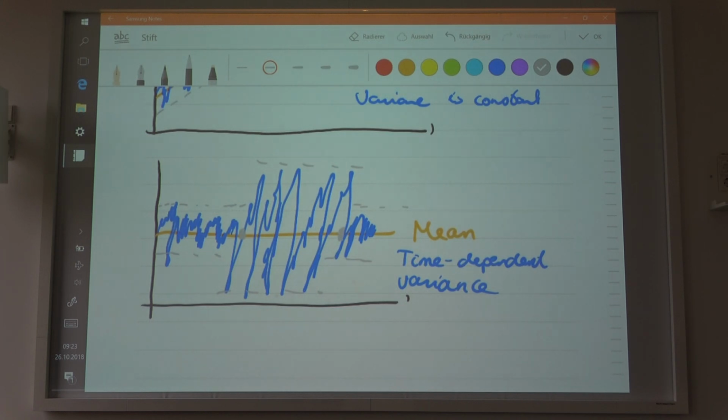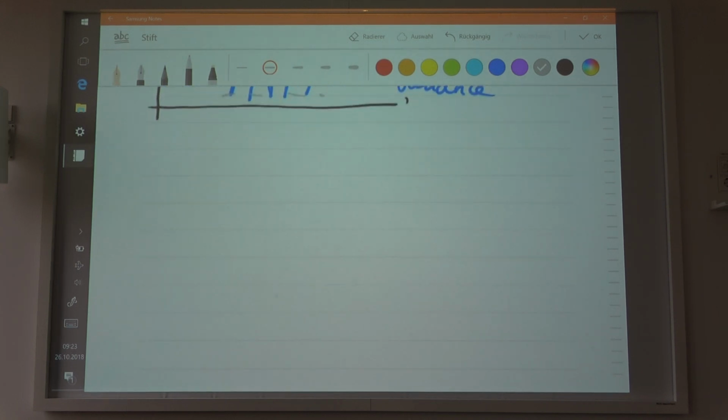Now it could be relatively difficult in the case of a process where the mean is not time dependent and the variance is also not time dependent, but the covariance is time dependent. That is something you might not recognize from the data at first sight. A time dependent covariance is difficult to analyze. Maybe we can just skip that here.